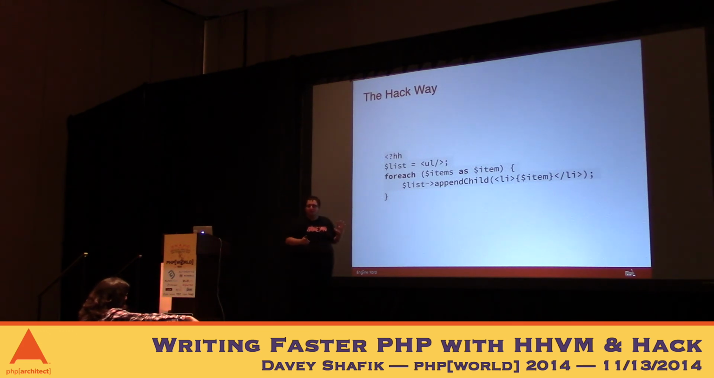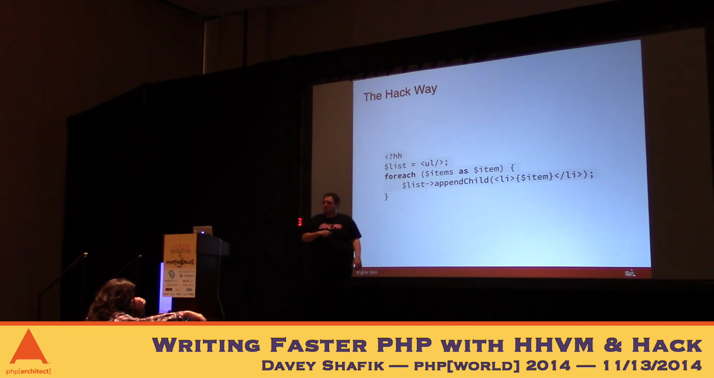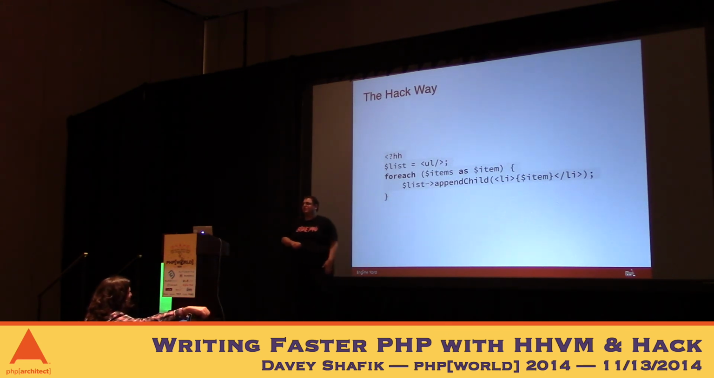Because it's XML, as soon as you put a child in, it automatically expands to have that closing tag, right? And because we're using Xhp, we don't need to do any escaping. It's automatically done for us. So we just use the curly bracket syntax right here to have the text go in right there. And we use the append child from the interface.